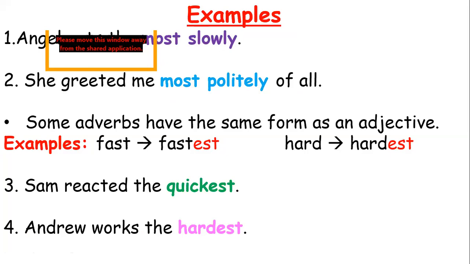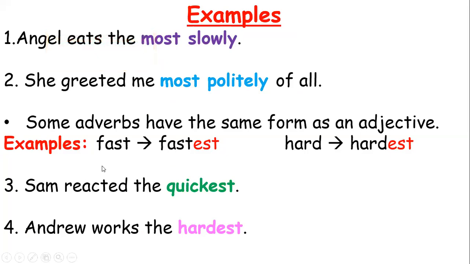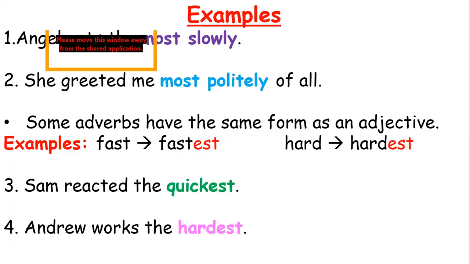Some adverbs have the same form as an adjective. Fast, fastest, hard, hardest. If it comes after the verb, then it is an adverb, not an adjective. Sam reacted. Reacted here is the verb. The quickest. So quickest here we consider it an adverb. Andrew works the hardest. Works is the verb. Hardest here we consider it an adverb, not an adjective.